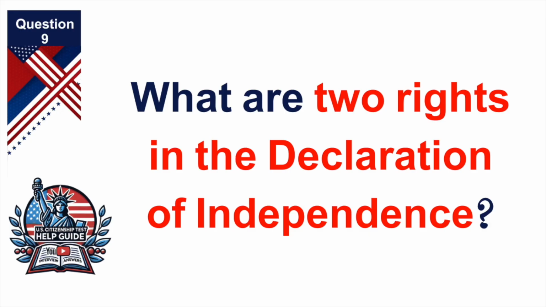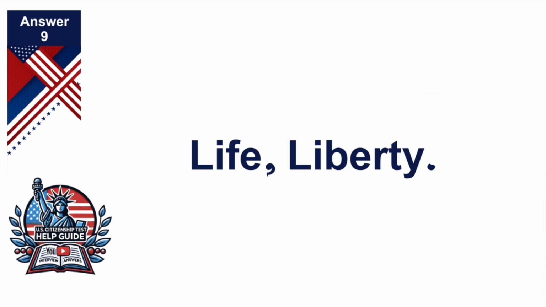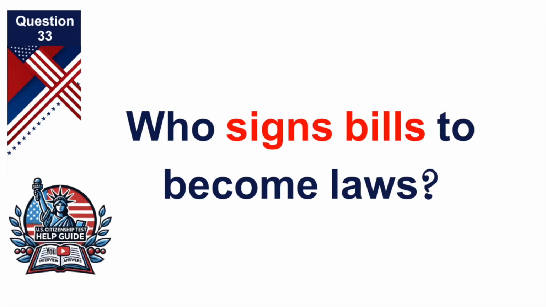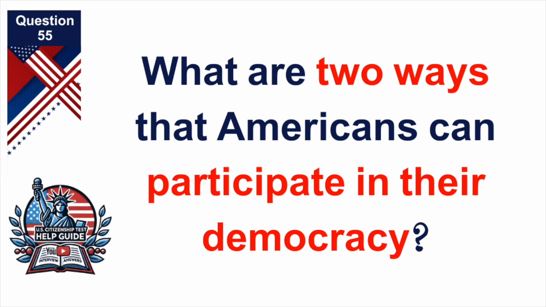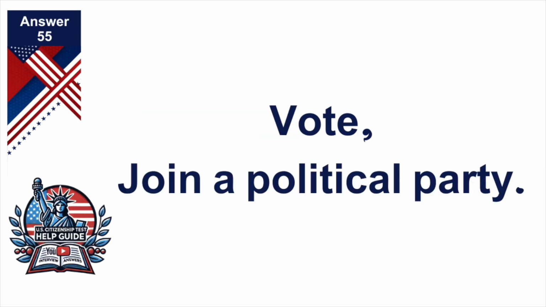What are two rights in the Declaration of Independence? Life, liberty. Who signs bills to become laws? The President. What are two ways that Americans can participate in their democracy? Vote. Join a political party.